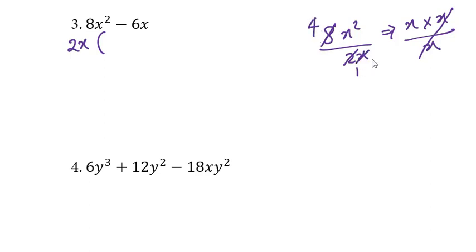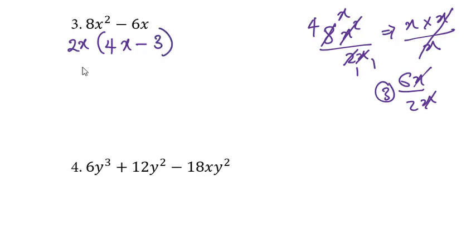Remember, this one cancels out, this one cancels out, and 1 will be left. So we have 4x here minus 6x divided by 2x. The x will definitely cancel out, and then 6 divided by 2 is 3, right? So we'll have minus 3.